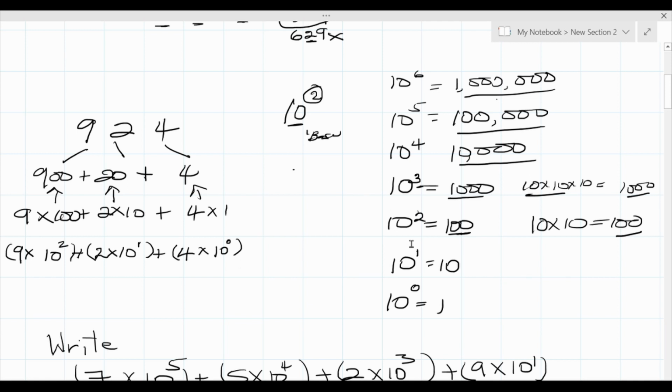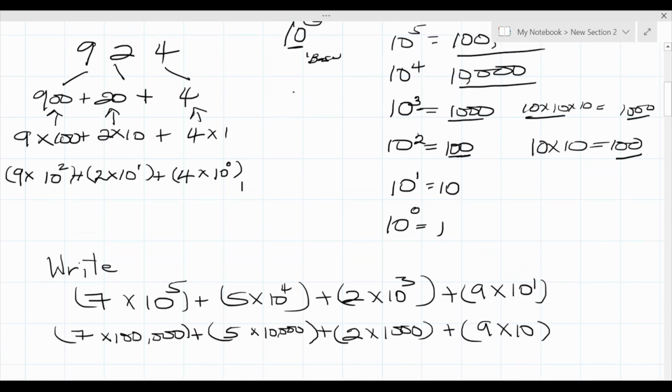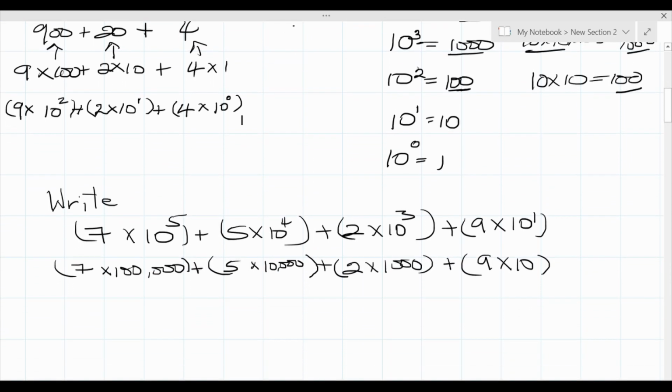Next one, number 7, says that we should write the answer for this. It says write 7 times 10 to the 5th plus 5 times 10 to the 4th plus 2 times 10 to the 3rd plus 9 times 10 to the 1st. So here we would have what?